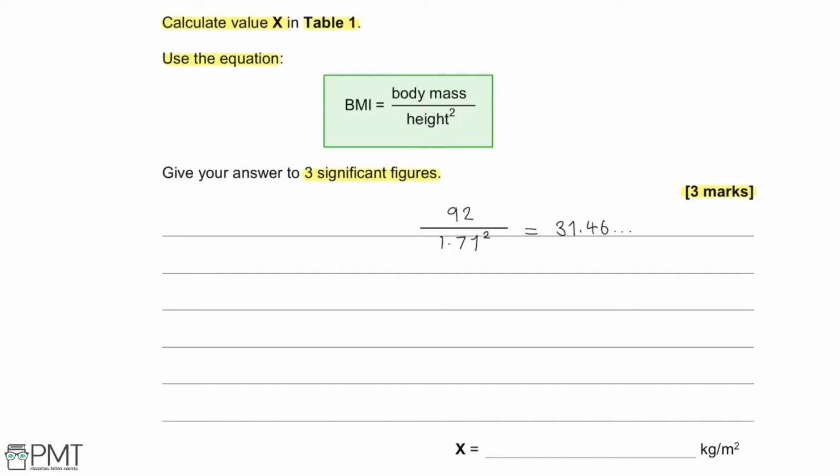31.46 and so on. But we're not done yet. The question specifically says to give it to 3 significant figures. So that means our final answer will be 31.5, remembering to round the 6 up. Here you get 1 mark for plugging the correct numbers into the equation, another for that 31.46 answer, and another for your final answer to 3 significant figures.